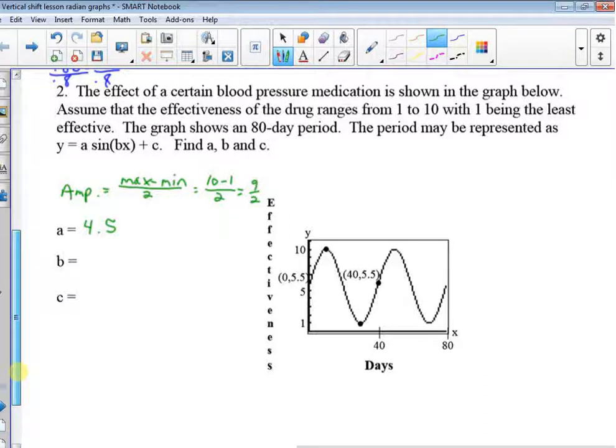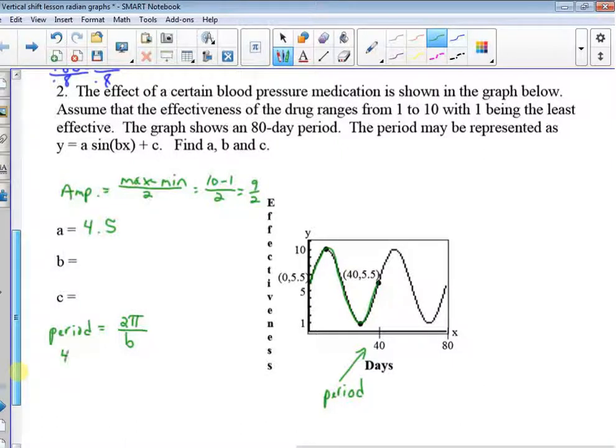For my frequency, again, I'm going to use period equals 2 pi divided by the frequency, which is the letter B. Now, the period is how long it takes to complete one curve. I am seeing one complete curve here by 40. So my period is 40, not 80. I'd see 2 complete curves by 80.